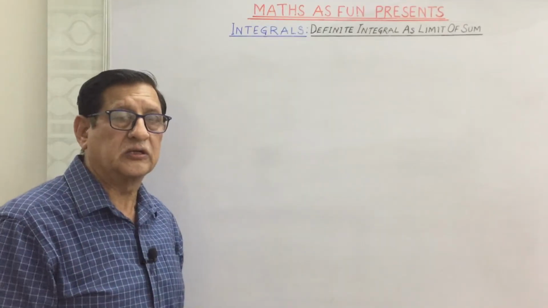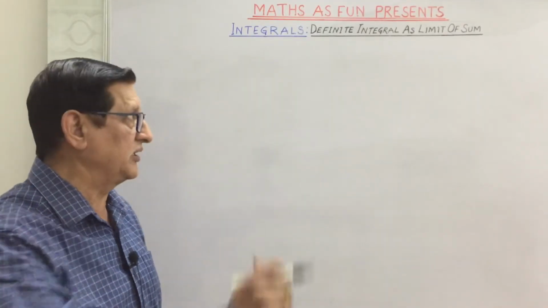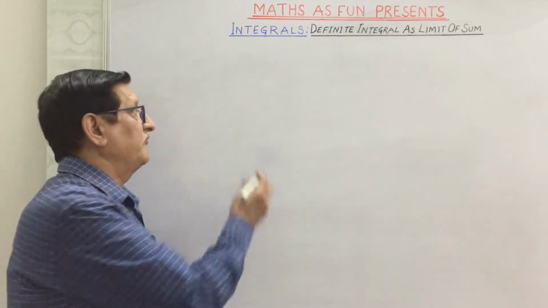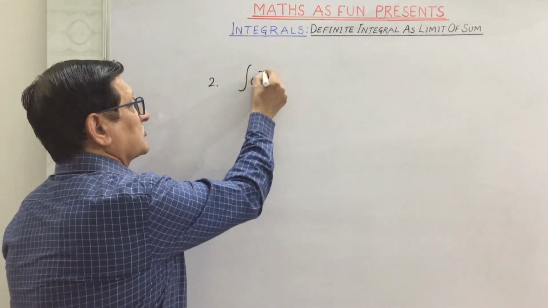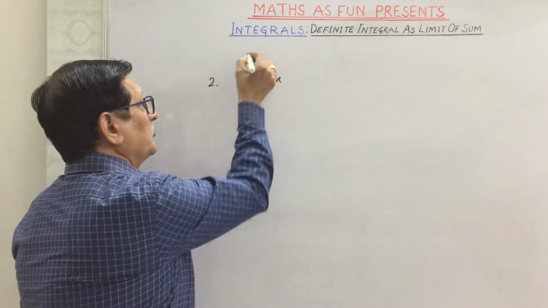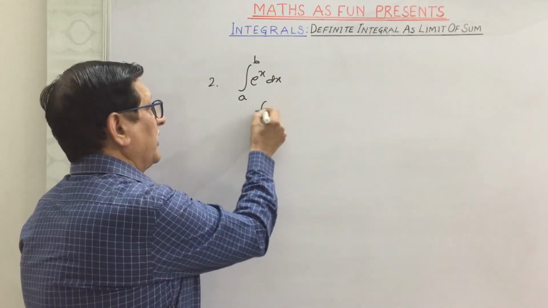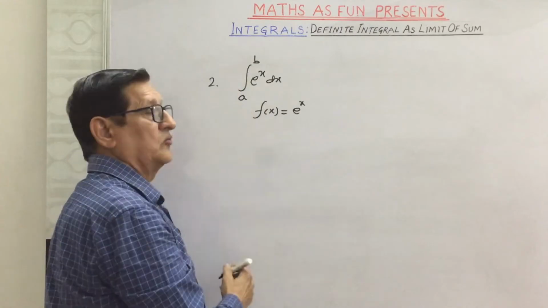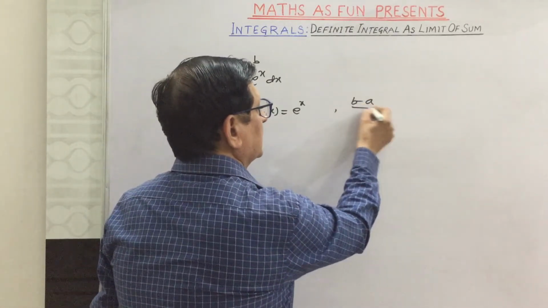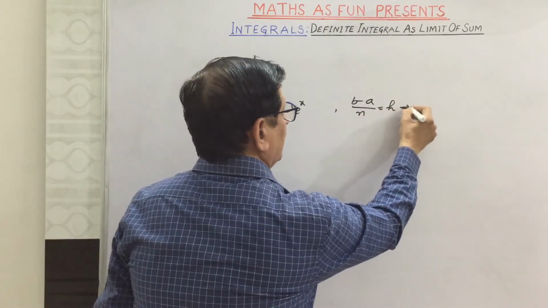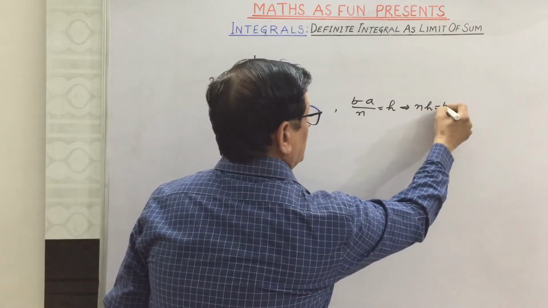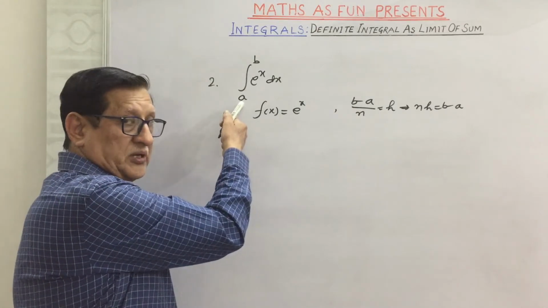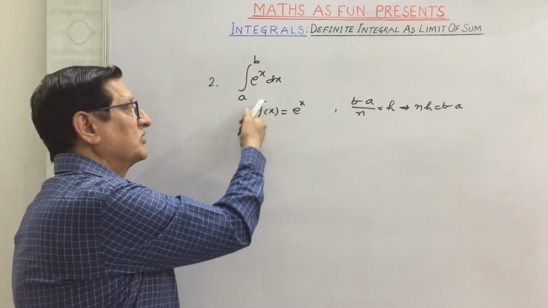To find the definite integral of an exponential function by using the same method, that is, definite integral as limit of sum, if we take the problem e^x dx from a to b, here we find f(x), the function is e^x. The limits are from a to b. It means we can write (b minus a) upon n is equal to h, which implies that nh is equal to b minus a.